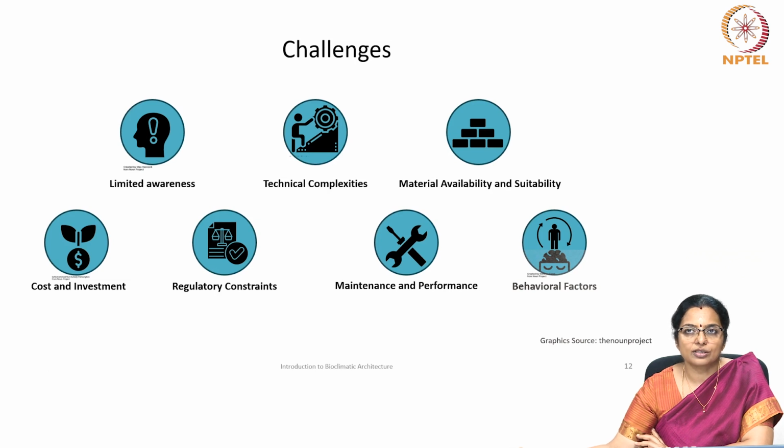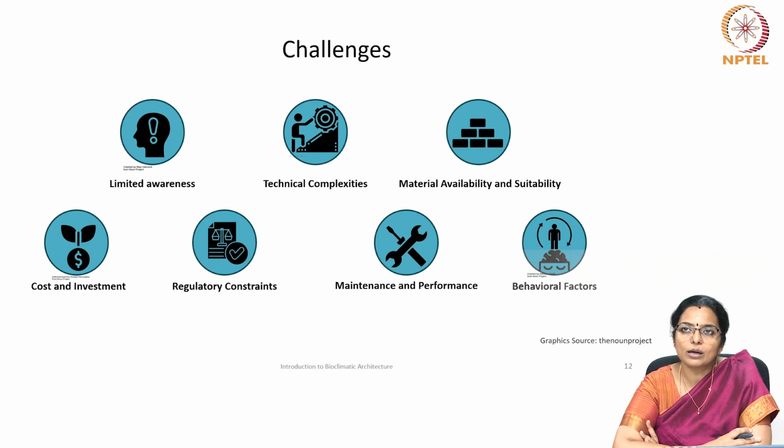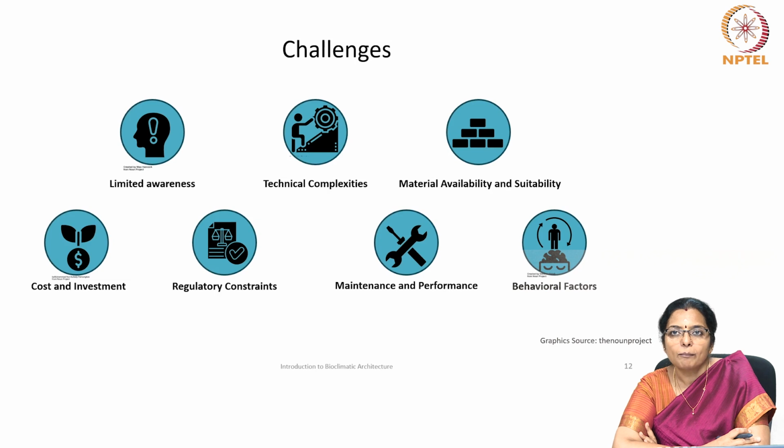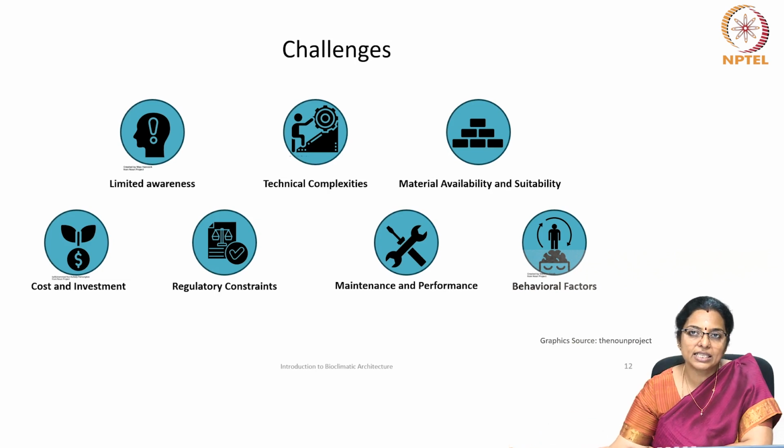The second is the cost and investment. Implementing bioclimatic strategies often requires upfront investment in technologies, materials, and design considerations that can be perceived as costly. While these investments often pay off in long-term energy savings, the initial capital outlay can be a barrier for some projects. The third is regulatory and code constraints. Building codes and regulations in some regions may not fully support or give incentives to bioclimatic design principles. This can limit the flexibility of architects and designers to implement innovative bioclimatic strategies.